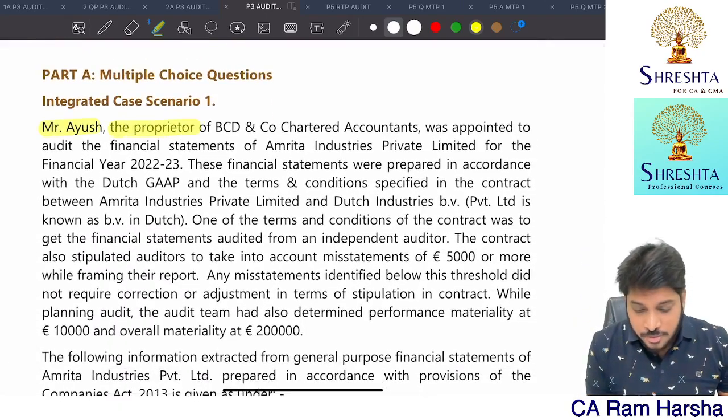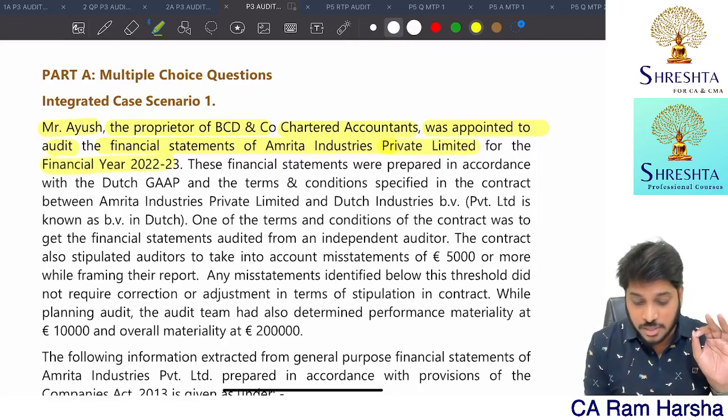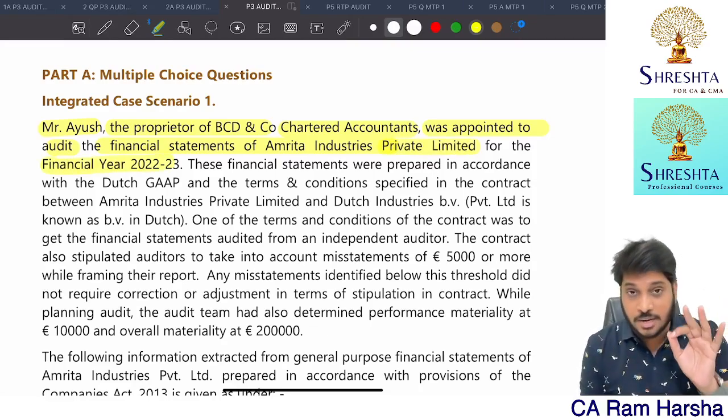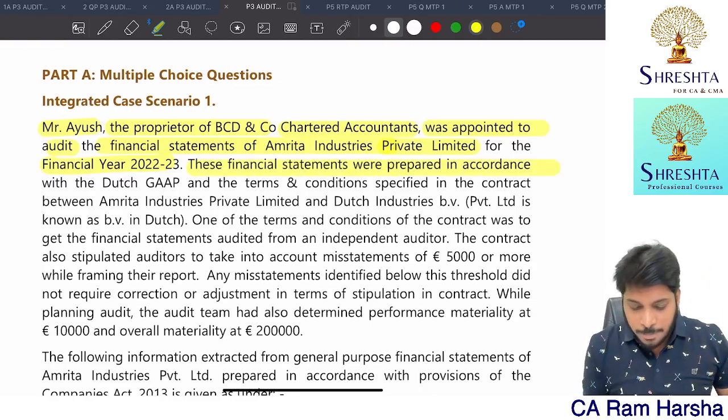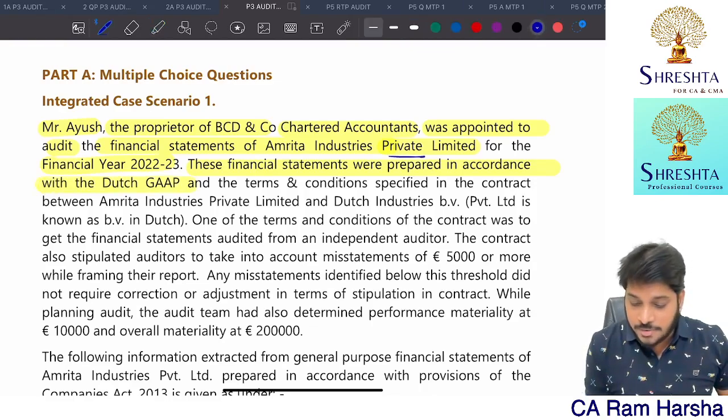Mr. Ayush, the proprietor of BCD & Co. Chartered Accountants, was appointed to audit the financial statements of Amrita Industries Private Limited for the year 2022-23. Okay, BCD & Co. is the auditor of Amrita Limited. These financials were prepared in accordance with the Dutch GAAP. By the way, this is a private company, remember that.